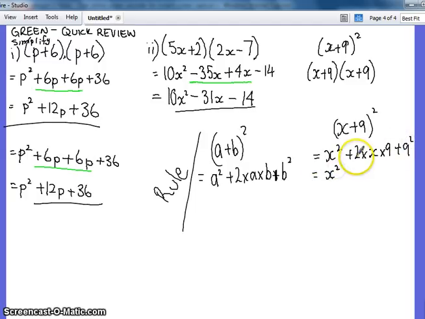x squared. 2 times x is 2x. 2x times 9 is 18x. Plus 9 squared, Jaden? 81. Oh, I think it's 18. Good boy. 81, because it's 9 times itself. 9 nines are 81. And we're done. x squared plus 18x plus 81.